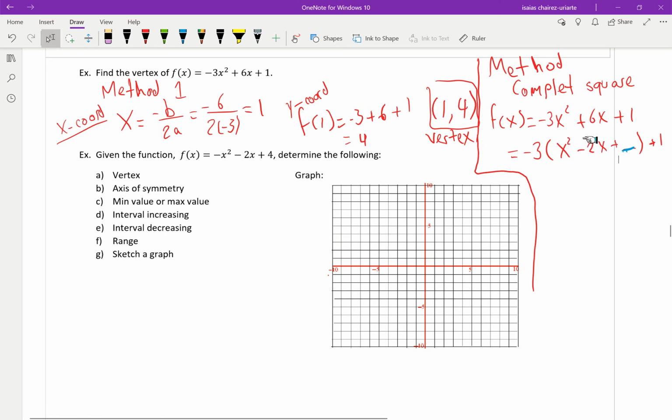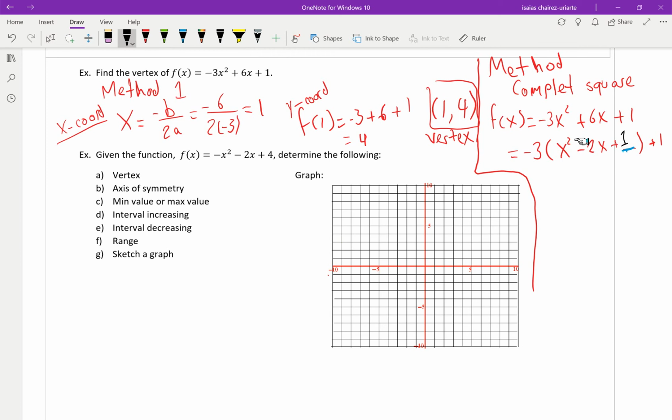So to complete the square, what we said is we looked at the coefficient, the number in front of x. We divided by 2. So negative 2 divided by 2, that would be negative 1. And then negative 1 squared is 1. So I'm going to add a 1 here.